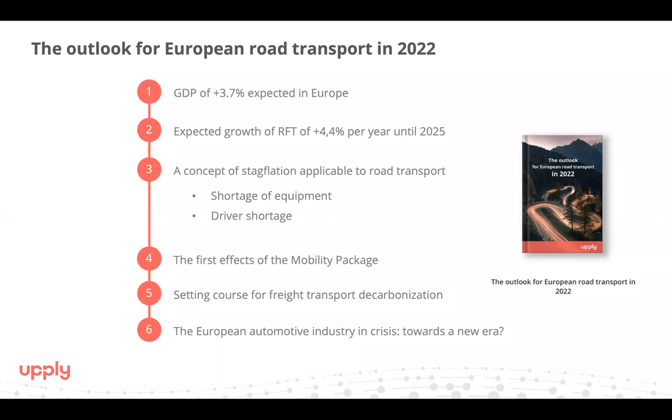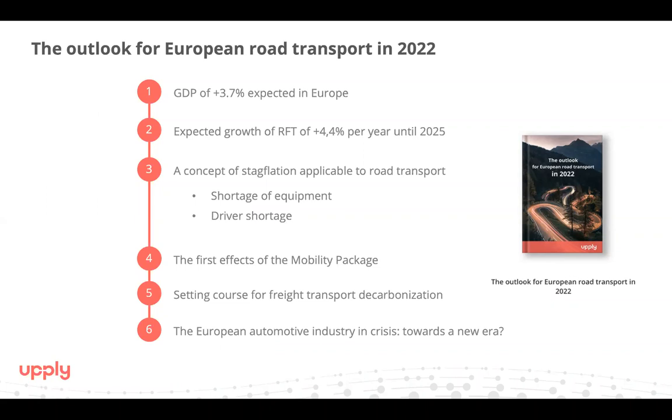Then we have point 4, the mobility package. A lot of you are asking us these questions. Of course, it's complex to see exactly the effects. The mobility package began at the beginning of this year, in February. The effects are quite unknown right now, but what the European Commission anticipates is that the mobility package will have an impact of about a 7 to 10% increase in the cost of transportation, mainly for Central and Eastern Europe. Of course, this will also have an impact on all of Europe, but the 7 to 10% figures come from the European Commission, and that might be quite realistic.